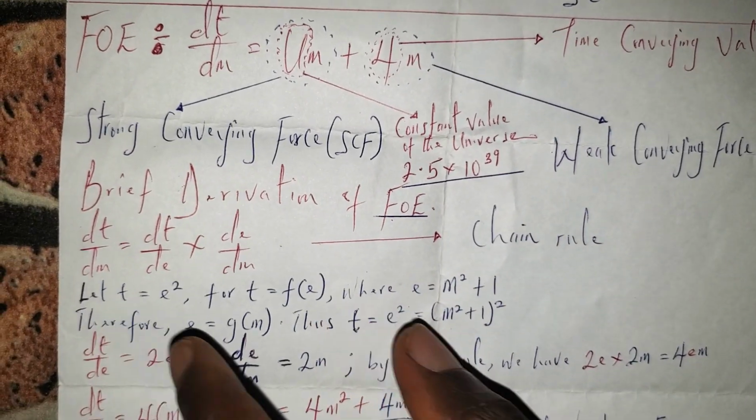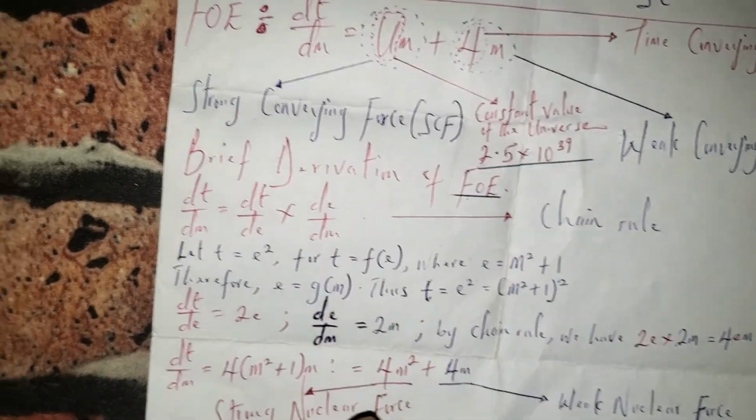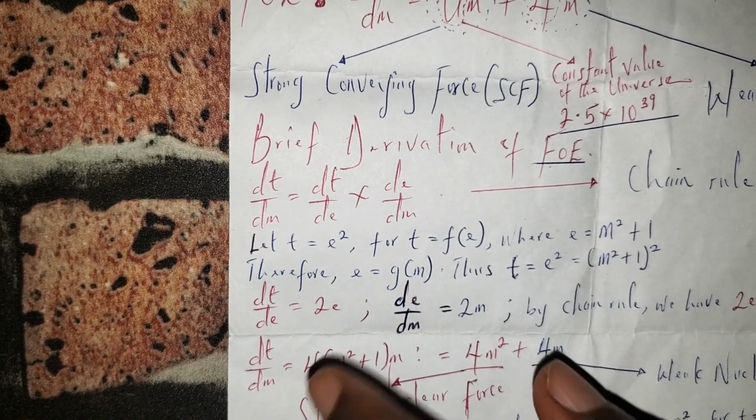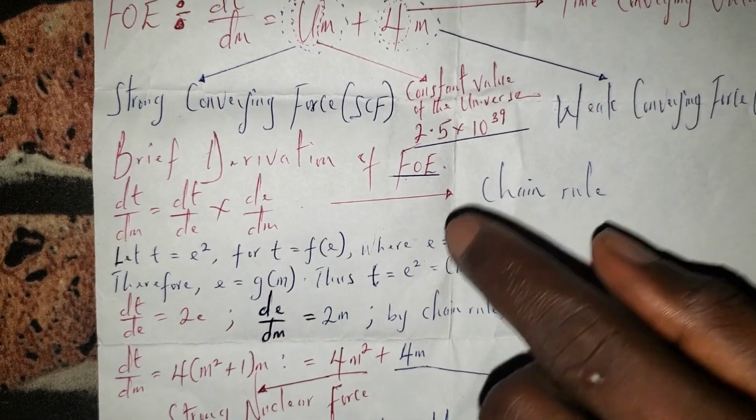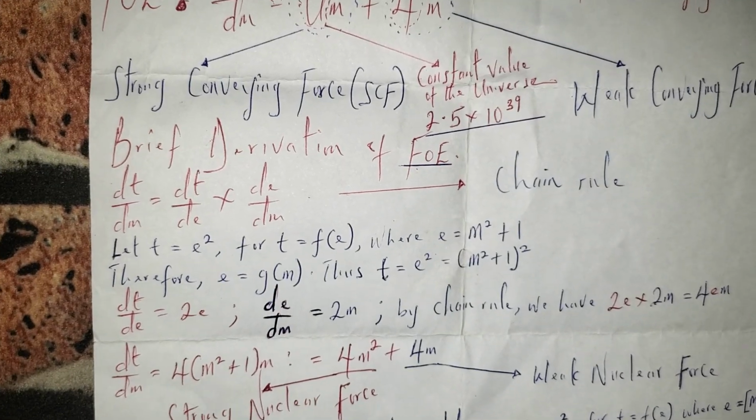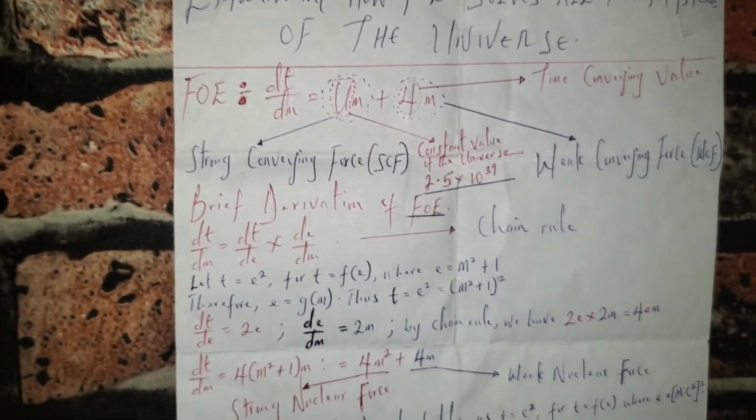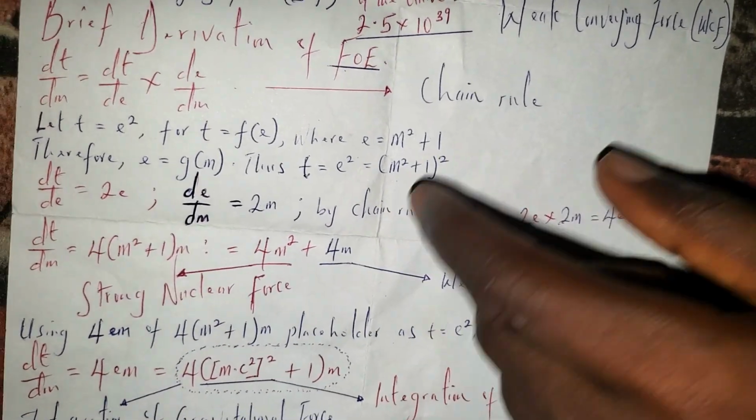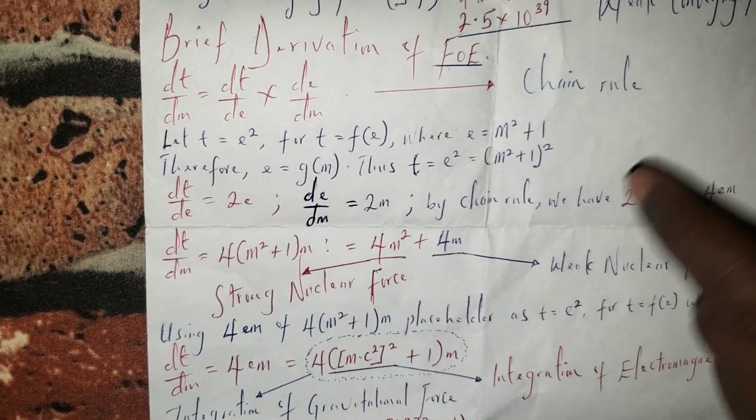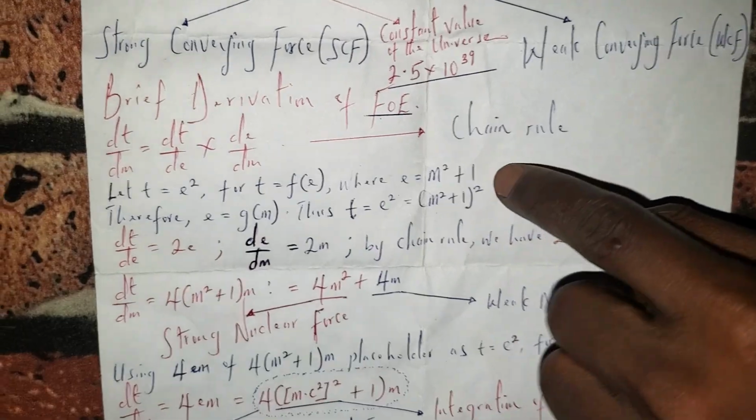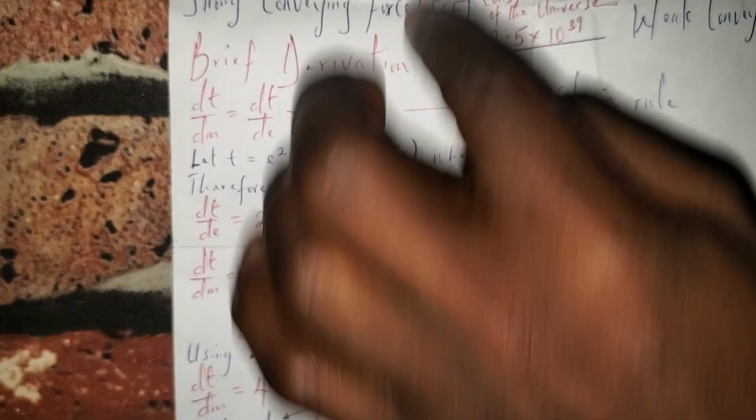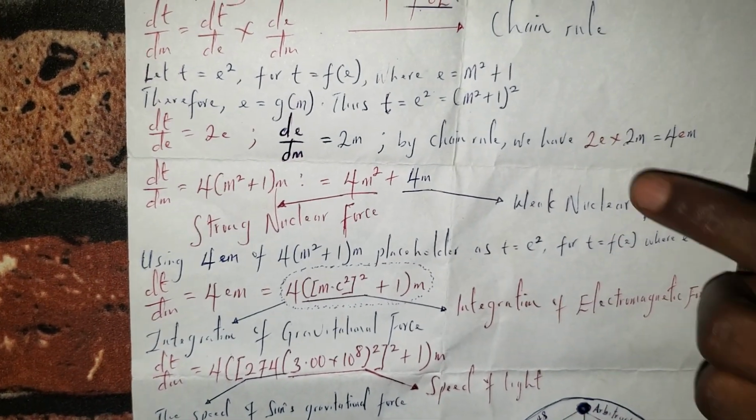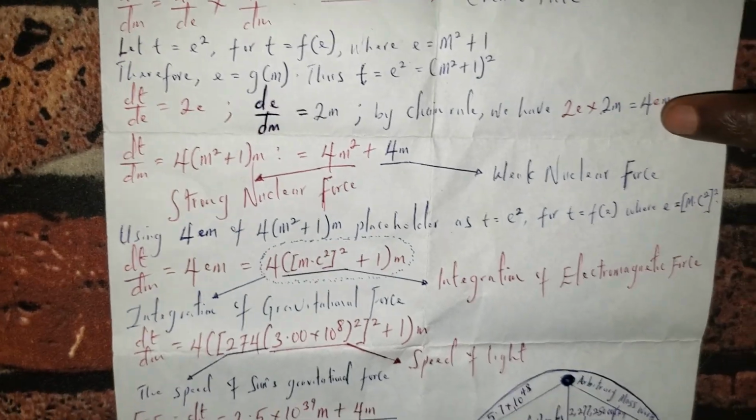So now when you look at the derivation of this formula by using the chain rule, we have dt dm equals dt de times de dm. And so if we say t is equal to e squared, for t equal the function of e, where e equals m squared plus 1, therefore e can then be the function of gm, which is the function of gravitation. Thus, t equal e squared will then be m squared plus 1, put everything in brackets squared. Once we have that, if we do the derivation of dt de, we have it to be 2e. The derivation of de dm will be 2m. By chain rule, we're going to have 2e times 2m, and that gives us 4em.